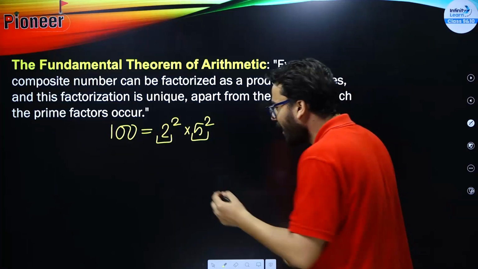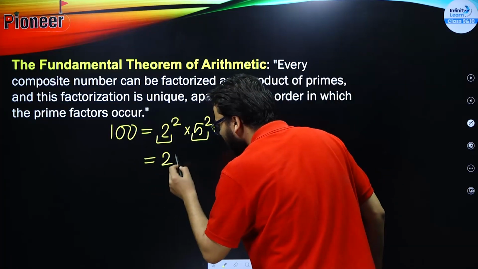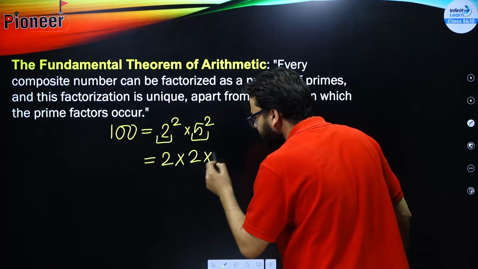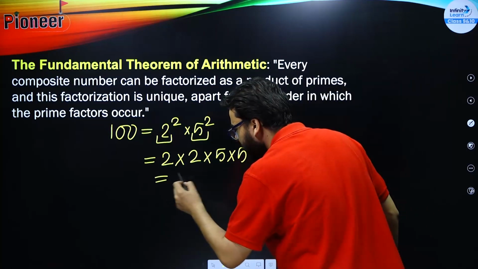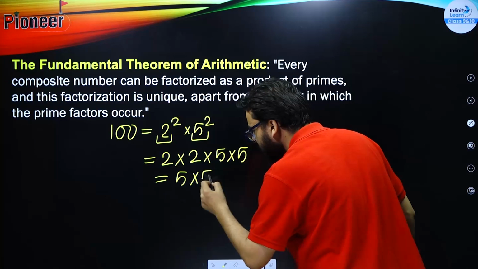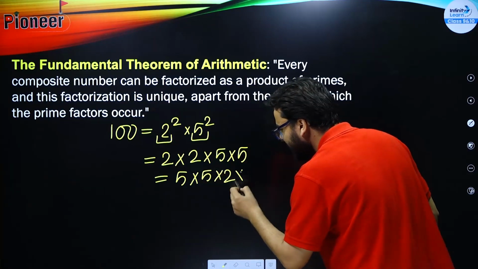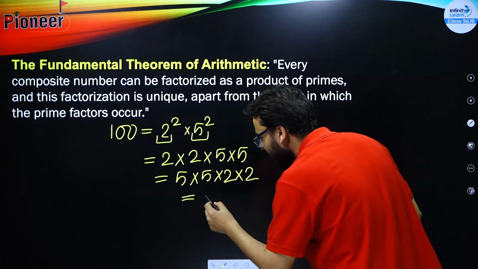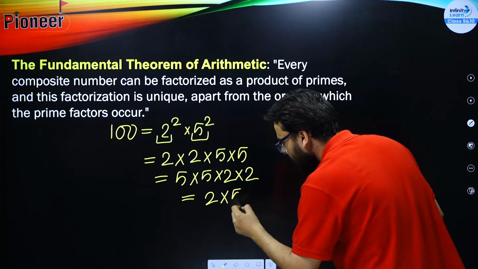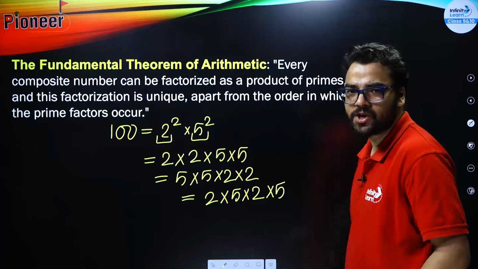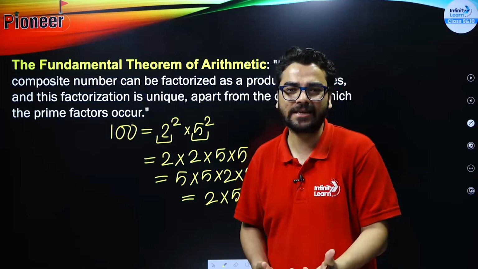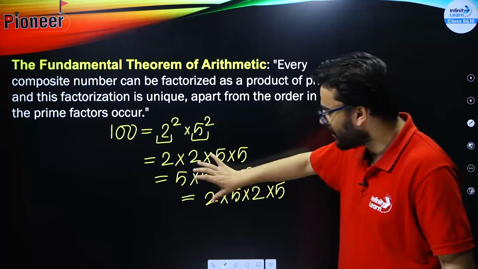But yes, order can be changed. For example, you can write it like this. This order can be changed because you can write it like this, suppose. You'll still get the same thing. You can write it like this, suppose. You'll still get the same thing because you know that multiplication is commutative as well as associative. So this is an example to it.